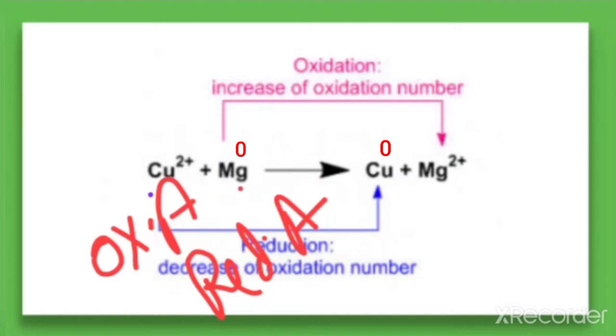So, as I told you, the substance which is undergoing reduction will act as an oxidizing agent, and the substance which is undergoing oxidation will act as a reducing agent. So once you have identified the oxidation and reduction reaction, you can easily identify which one is an oxidizing agent and which one is a reducing agent. Just reverse, because the one undergoing oxidation is a reducing agent, and the one undergoing reduction is an oxidizing agent. Let us take the other example.